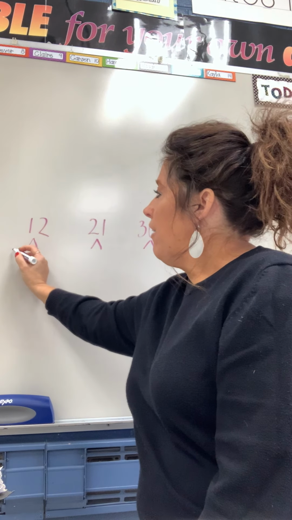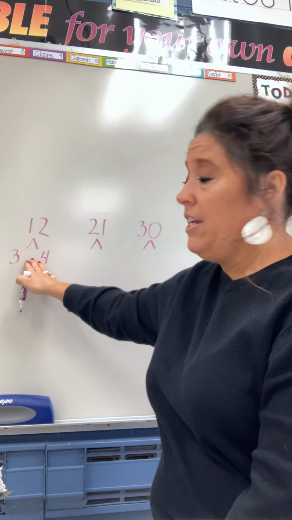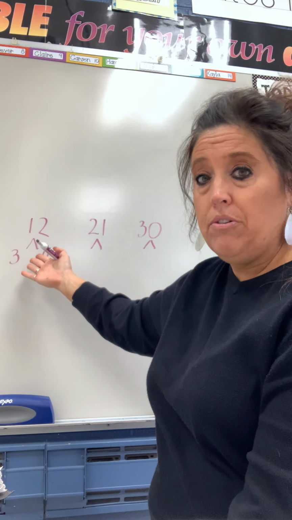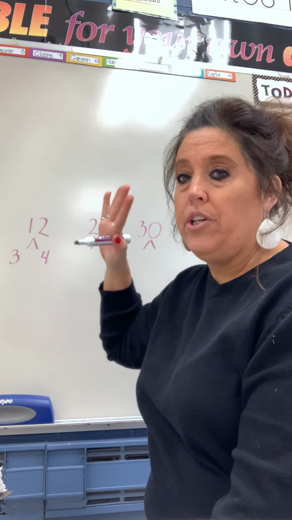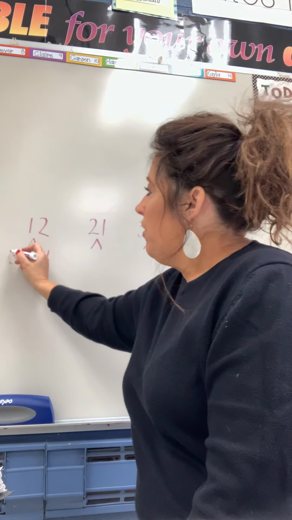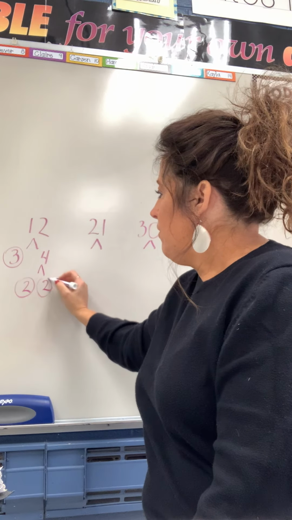So 12, the factors there would be 3 and 4. Again, you can start with any factors here because eventually you'll get down to the same factors. So if you'd rather use 2 and 6, you can do that. You just don't ever want to use 1 times the number because you'll never get anywhere. So here we have 3 and 4. 3 is prime. 4 can be broken down into 2 times 2.